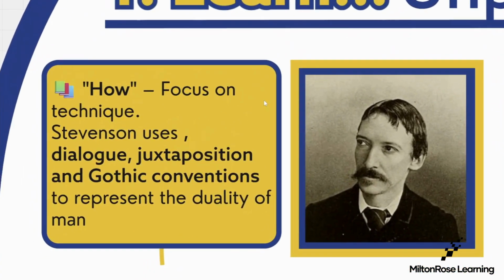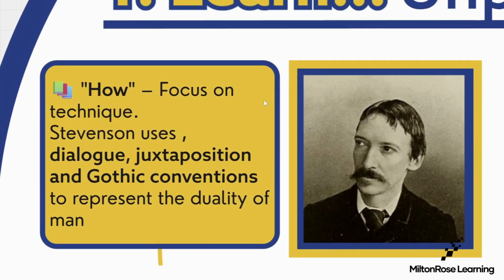So first off, it's a how question. So how does the writer do this? It focuses our minds on techniques. So Stevenson uses dialogue, juxtaposition, he uses Gothic conventions as well to represent the duality of man. He's using a lot of techniques, and the how forces us to focus and identify those techniques.